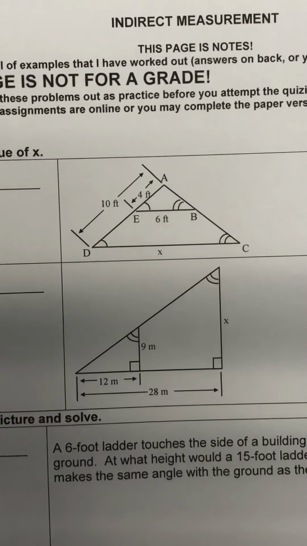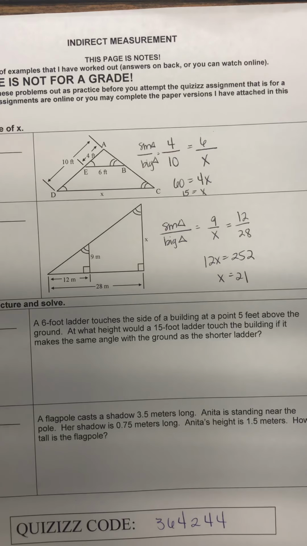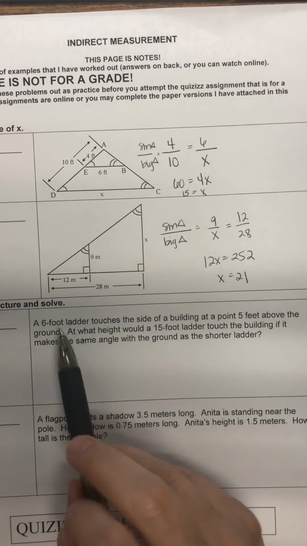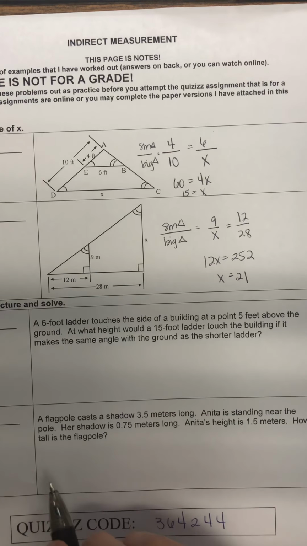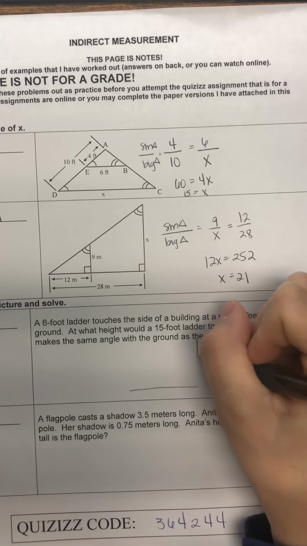Okay, let me zoom out so you can see this. All right, so now this is where a picture would help. If you don't want to actually draw a picture, you can just draw the triangles, but a picture will help. You have a 6-foot ladder that touches the side of a building at a point 5 feet above the ground. So you have a ground, and you have this building.